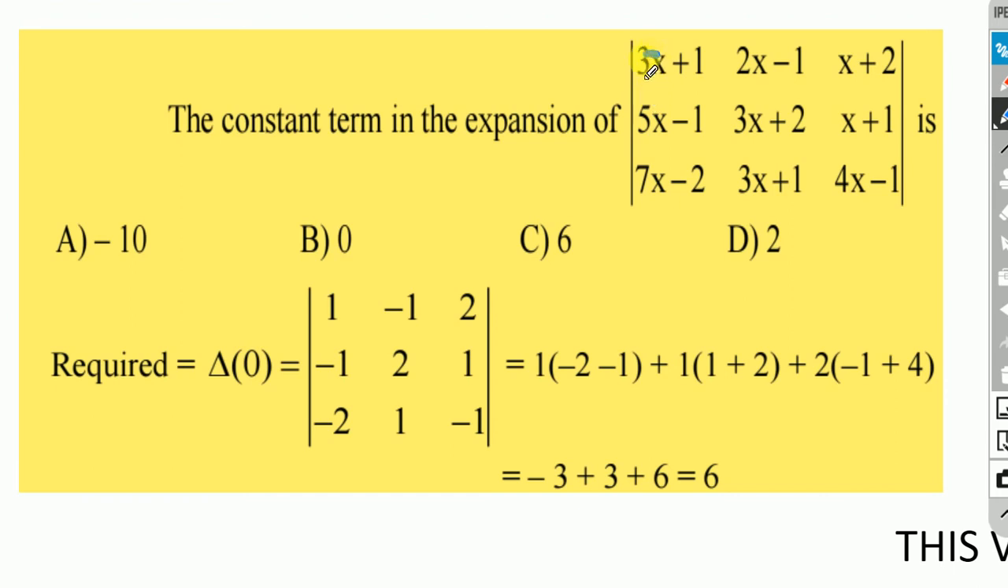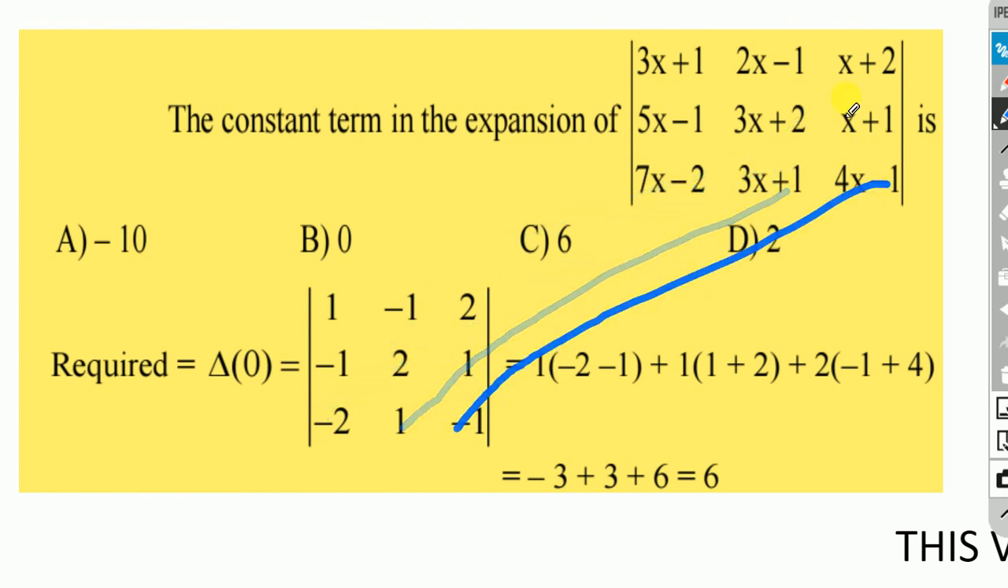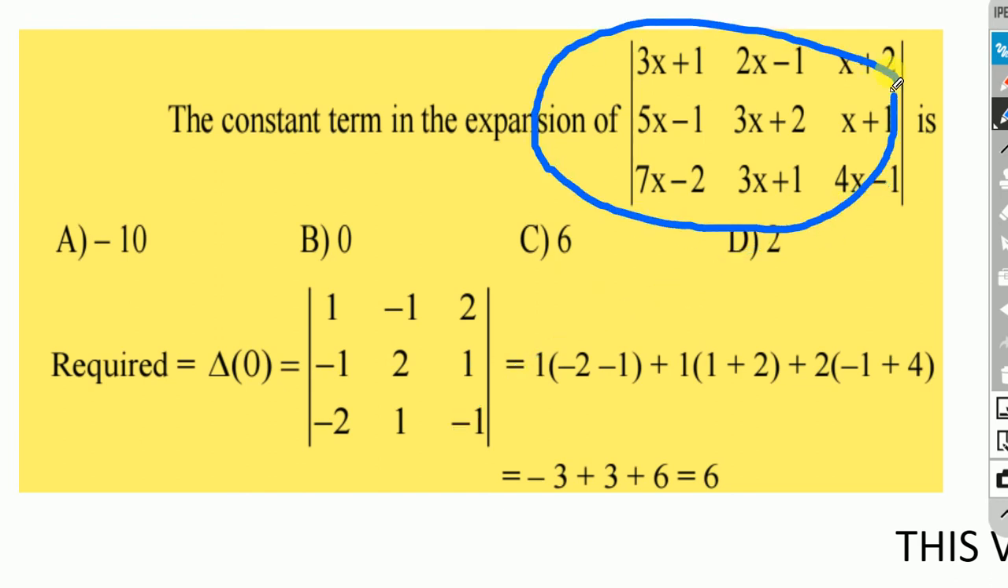So if you give x equal to 0, you will get 1 here. When you give x equals 0 here, I will get minus 1, plus 2 here, minus 1 here, 2 here, plus 1, I have minus 2, 1 and minus 1. So put x equals 0 in this determinant.